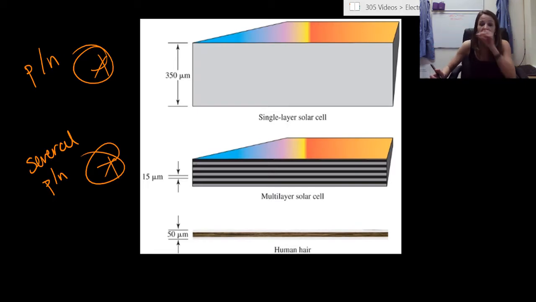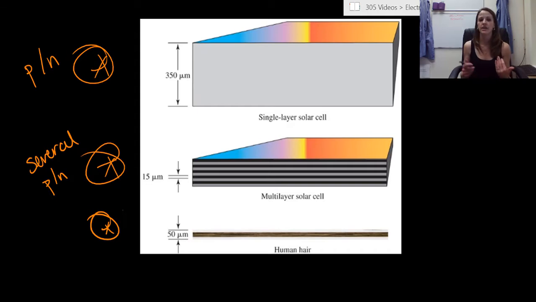As you can see, each one of these layers is about 15 micrometers thick. Okay, so they're teeny, teeny, tiny. And just for a frame of reference, this third picture down here at the very bottom is actually a human hair. Its thickness is 50 micrometers. So these layers of your P and N-type conductors are significantly smaller, about 3 times smaller than a single human hair, just to keep in the back of your mind, okay?